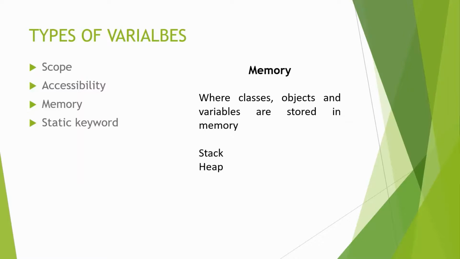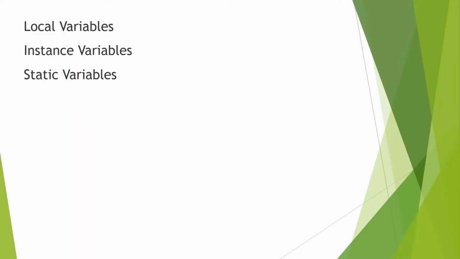The static keyword is just as the name sounds. You have some variables that are denoted with the static keyword and some variables that are not denoted with the static keyword. This also forms a basis of classifying variables. So based on these bases, we have three different types of variables. The three different types of variables are local, instance, and static variables.